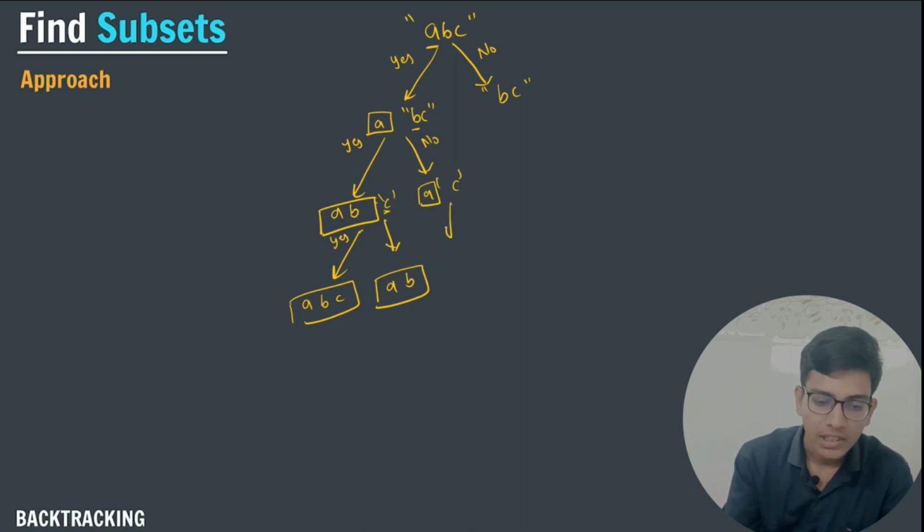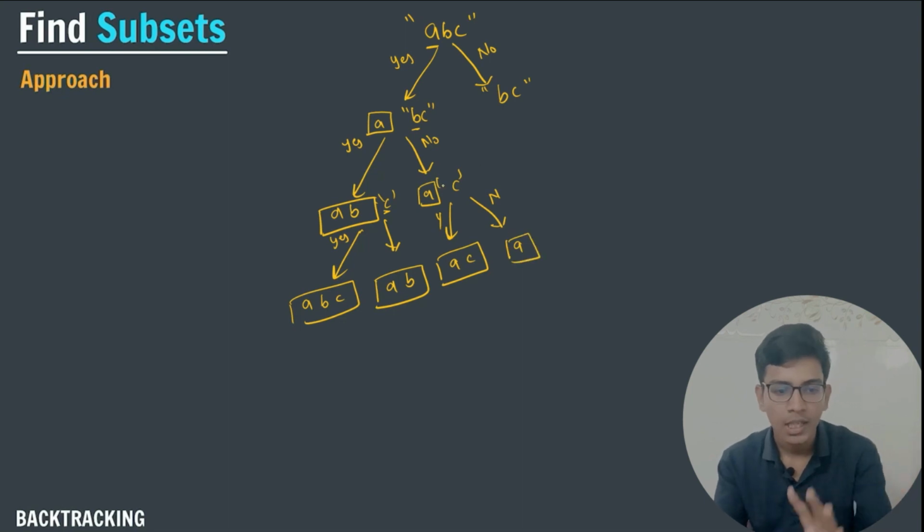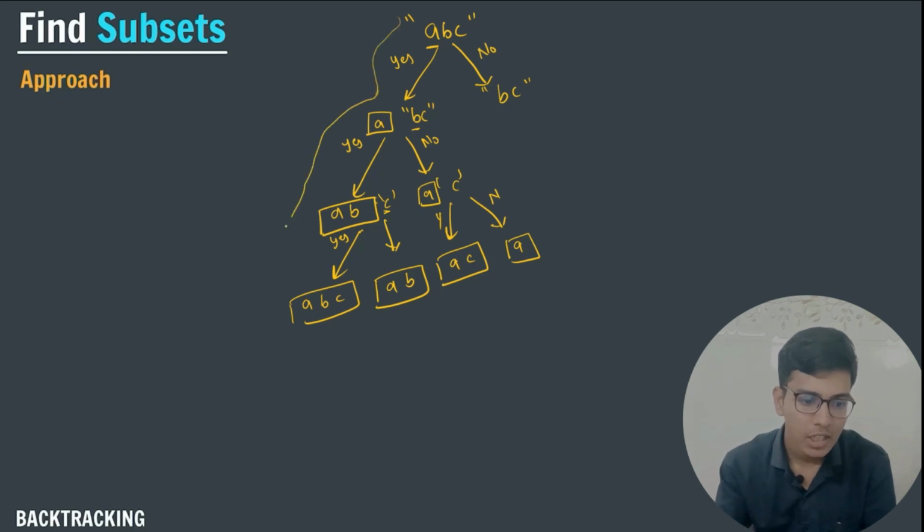Here, if C wants to be part of our subset, then A, C will be a subset. If it doesn't want to be part, then only A will be here. So this is the branch. Okay, this is the S step. So if A wants to be a part of our substring, then this is the recursion tree we will get.